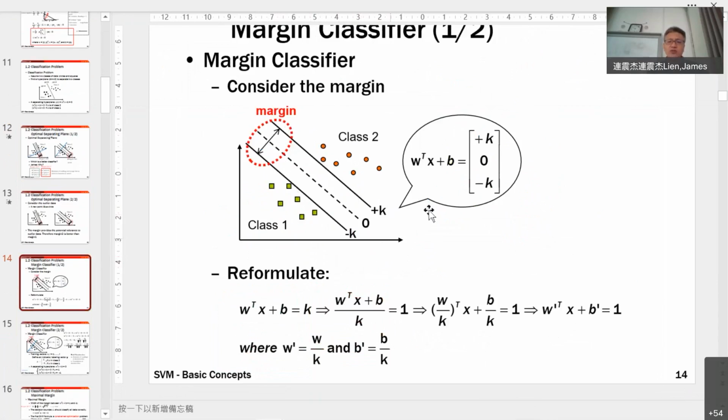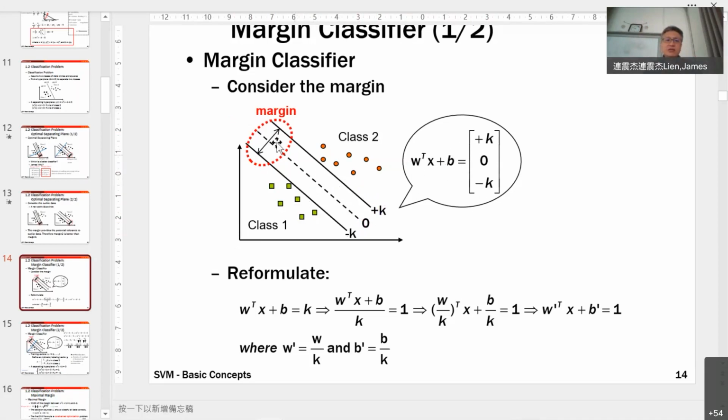Suppose this dashed line is wx plus b equal to 0. That's this dashed line. But we have a small margin, so in this one it will be plus k or minus k. Based on this dashed line, we try to find a symmetric pair of lines that become the margin. So W controls the rotation.